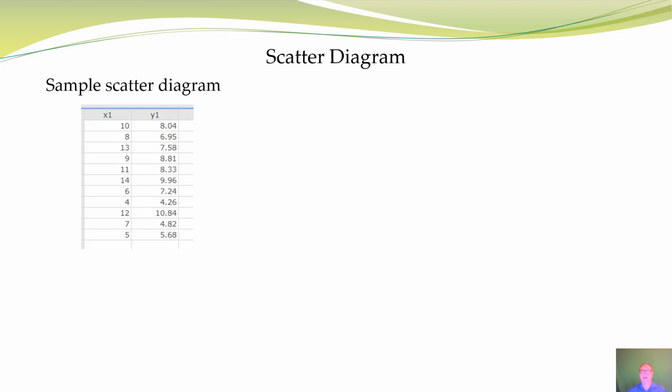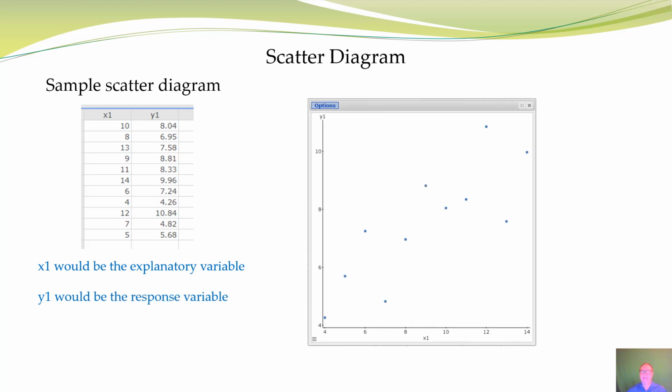A sample of a scatter diagram. If I gave you the points x1, y1, x1 would be the explanatory variable, y1 would be the response variable. And this would be the scatter diagram. If you look at the first point, 10, 8.04, you'd go across the horizontal axis till 10 and up the vertical axis to 8.04, and where those two meet would be that point. Another example is 13, 7.58. This would be this point, and you just plot all the points, and the scatter diagram is just a set of points.